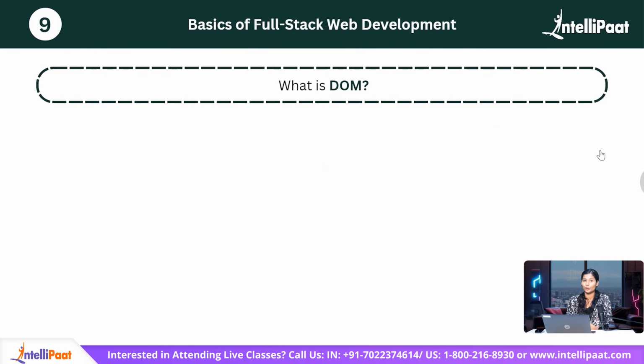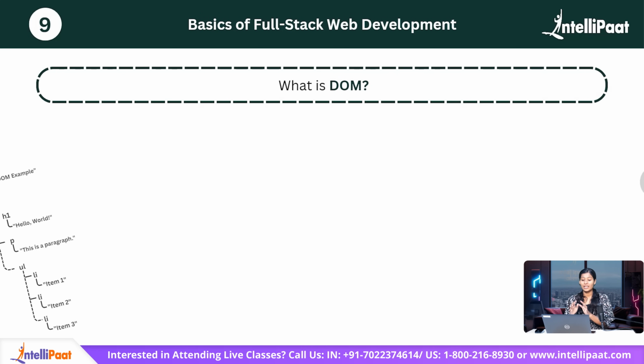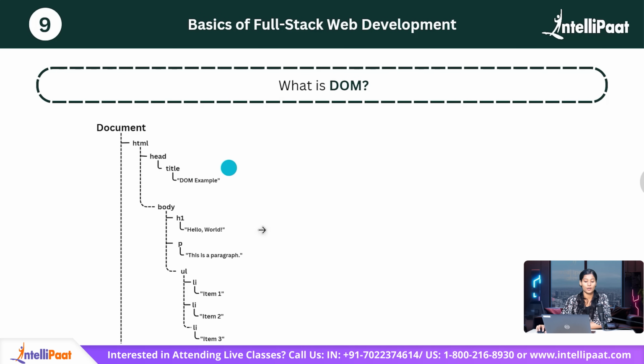What is DOM? DOM, or Document Object Model, is a programming interface for web documents. It represents the structure of a web page as a tree model, where each element in the HTML or XML document is a node in the tree. Through the DOM, programming languages like JavaScript can interact with and modify the content, structure and style of a web page dynamically. So in any particular website, this is how the DOM looks.